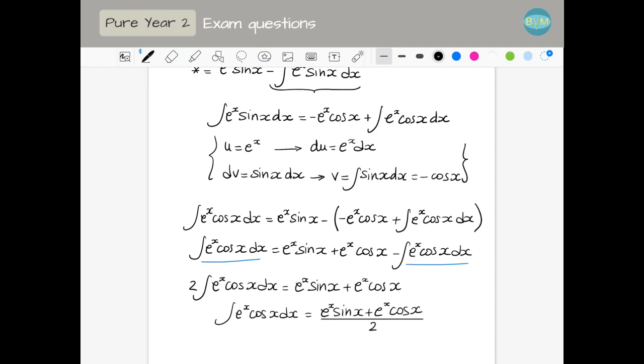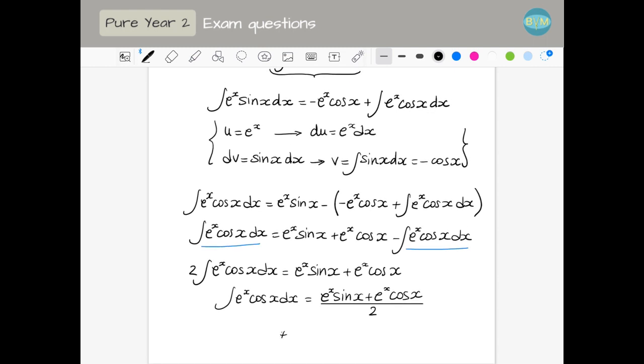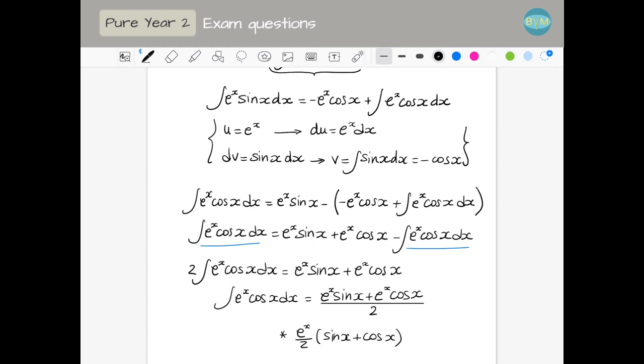Or if you prefer, you can write it as e to the power of x divided by 2 multiplied by sine x plus cos x. It's another way of writing it, but that's the same idea. And the constant of integration, sorry, I'm forgetting it. So I can add it here, or if you prefer the expression like it is in the second one, like here. So don't forget the constant of integration because it could be 1 mark.